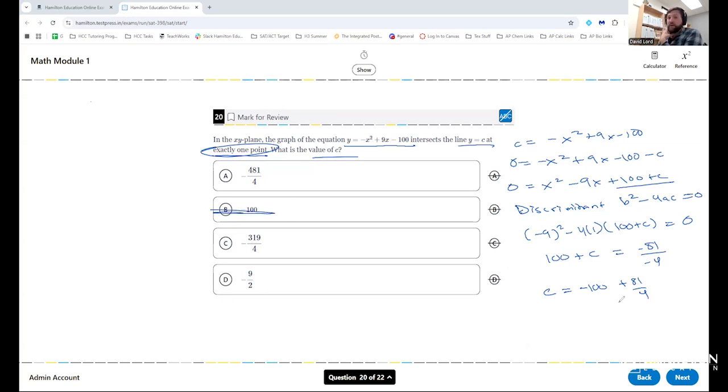But how do we find the common denominator? You can use your calculator, but we can find a common denominator by multiplying the top and bottom by 4. So negative 400 plus 81 all over 4. And then the answer that might start screaming out to you is C, and C is the correct answer.